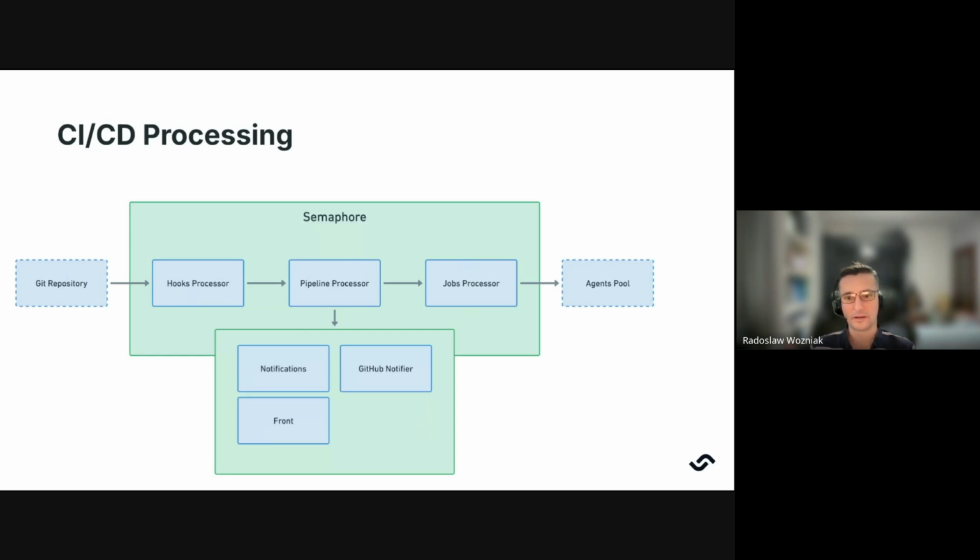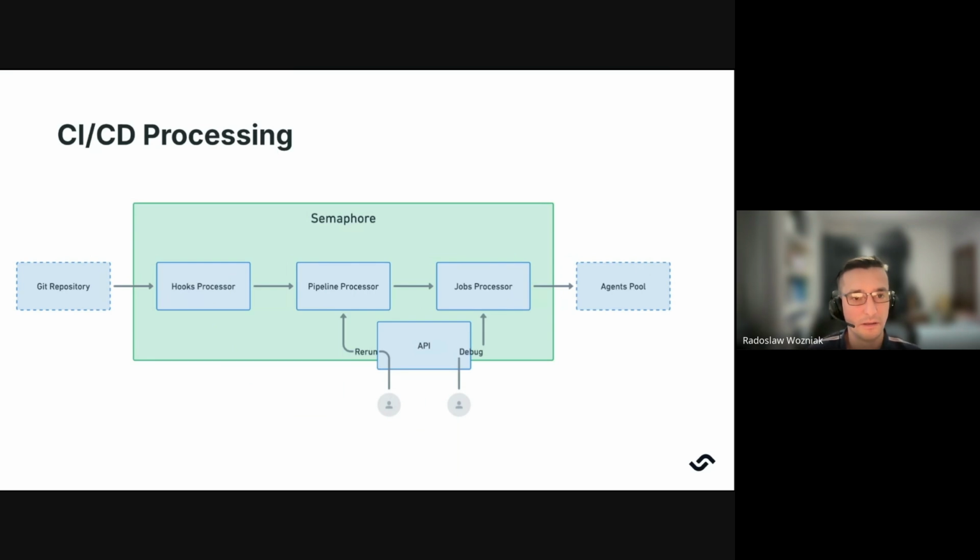Let's take a look at the other ways pipelines can be triggered in Semaphore. So besides commits, a user can also start a workflow by a rerun, or can start only a debug job without starting the whole workflow. Each of these enters the system at a slightly different point, but all of these communications go through the API layer.